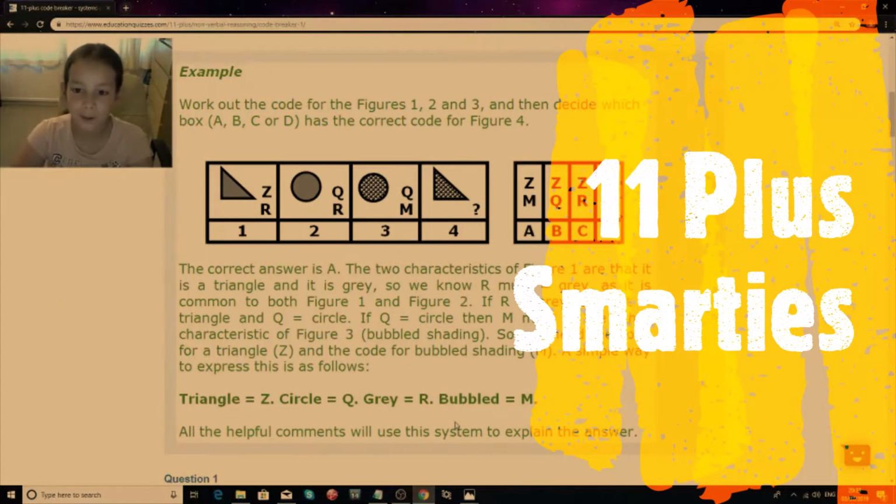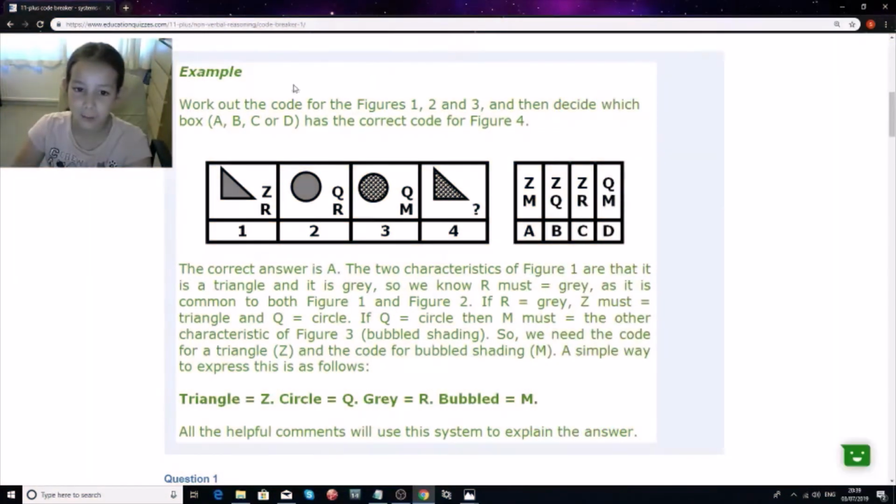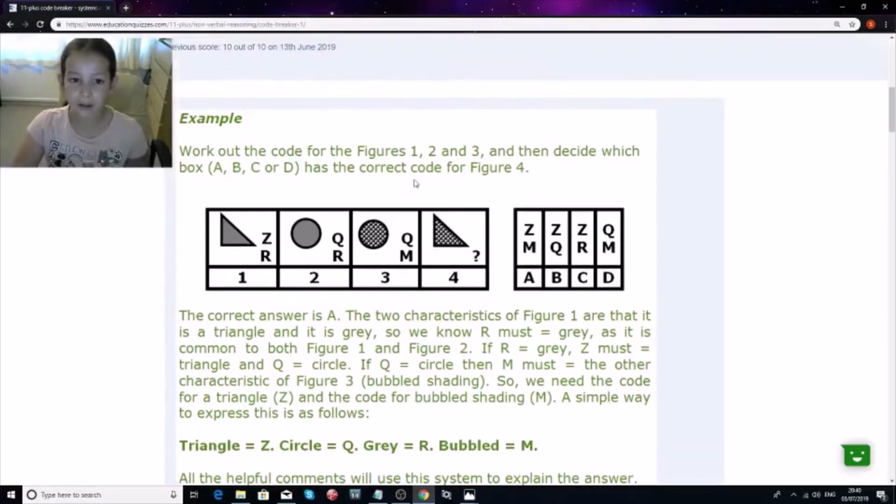Today we'll be doing nonverbal reasoning. So let's start off with the example. It says, work out the code for the figures 1, 2 and 3 and then decide which box, A, B, C or D, has the correct code for figure 4. So this is code breaking.